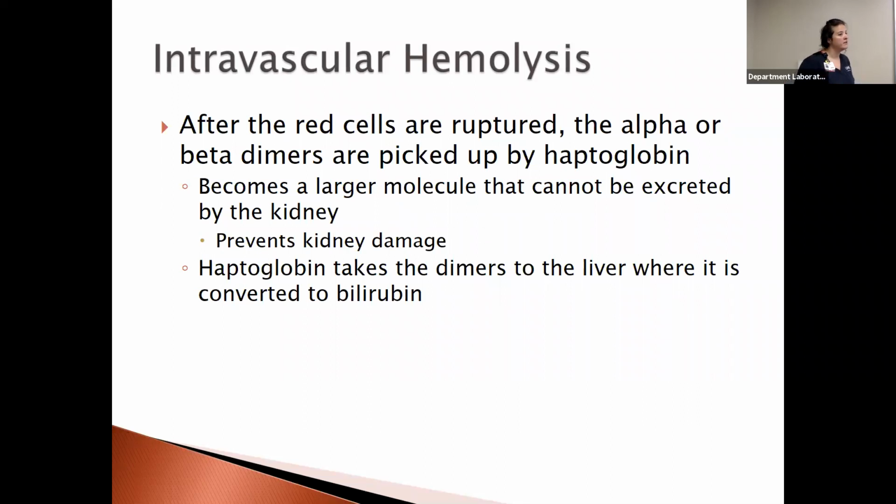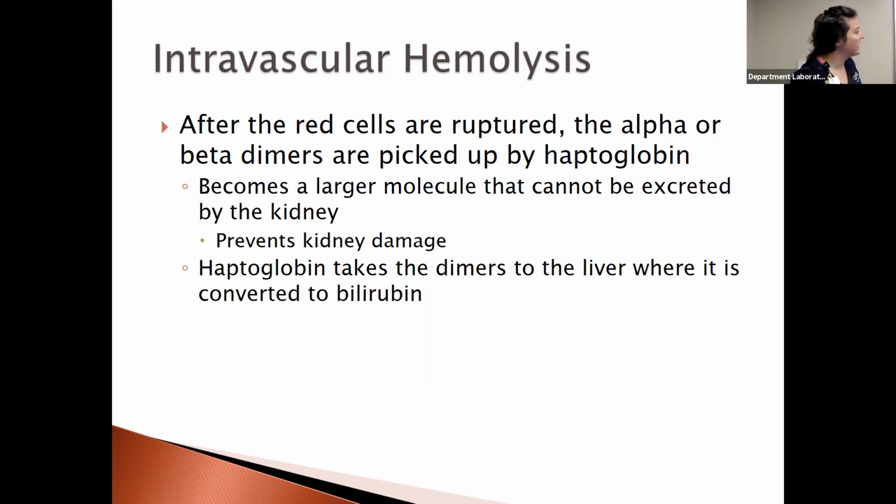So in the event of intravascular hemolysis, after the red cells are ruptured, the alpha and beta chains, all right, those are dimers or amino acids, they're going to be picked up by haptoglobin. Haptoglobin is going to transport them back to the amino acid pool, okay? But we don't want those dimers to be excreted, all right? We don't want them to make it to the kidney. It can cause kidney damage. We want them to be converted back to the amino acid and reused.